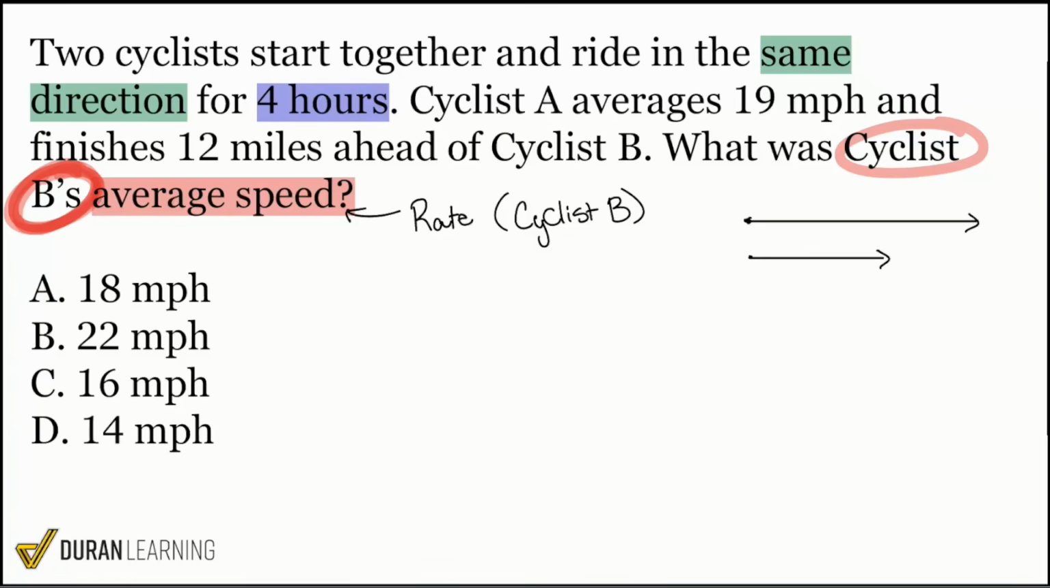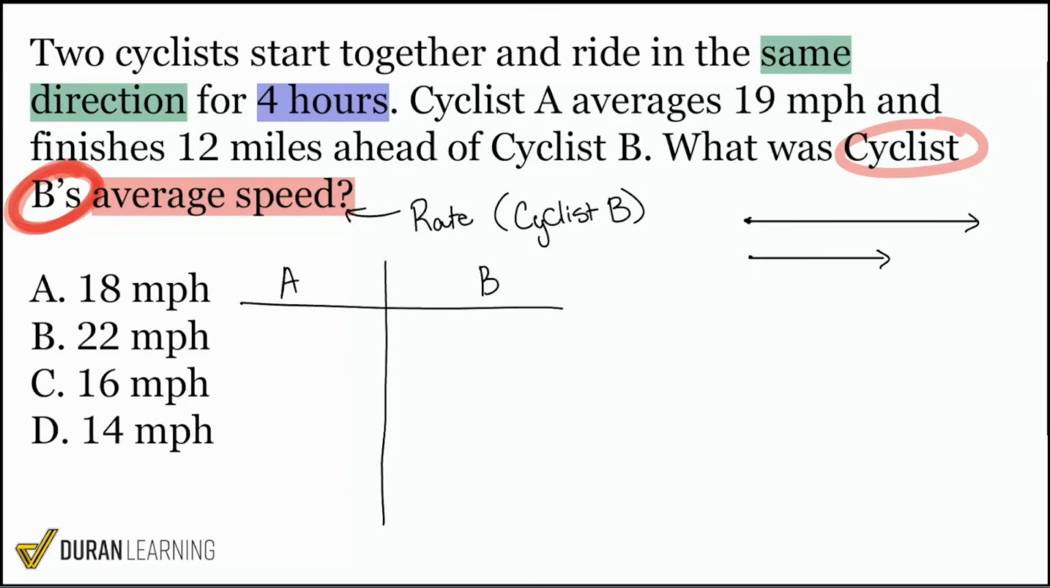Okay, sounds good. And then we see that it says cyclist A averages 19 miles an hour and finishes 12 miles ahead of cyclist B. Now let's lay out what we have to see how we can get a pretty creative solution here. So let me show you this. I have cyclist A and cyclist B, and let's split these two folks apart.